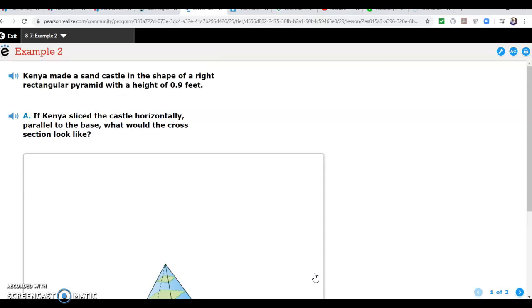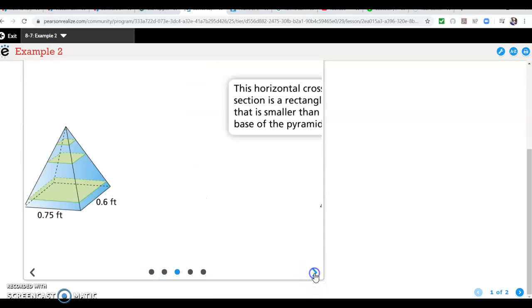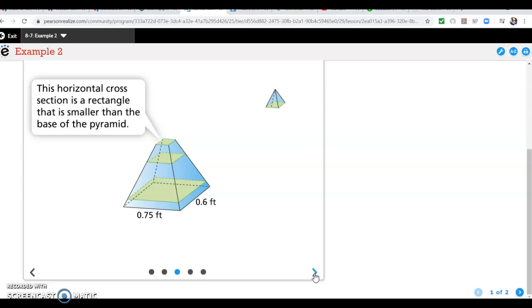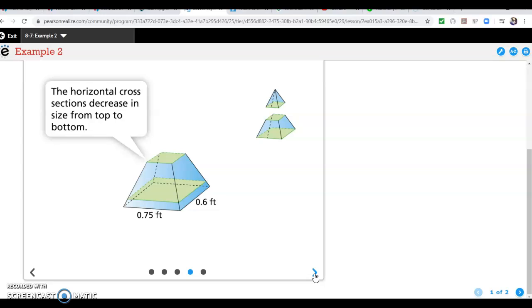What's it say up here? Oh, hey, look at that. It's called a horizontal cross section. And all 3 of those horizontal cross sections are smaller than the actual base of the pyramid, which was 0.75 by 0.6. It says the horizontal cross sections decrease in size from top to bottom. To me, it looks like they increase in size from top to bottom, so I'm not sure what they mean by that. So we're just going to keep moving.